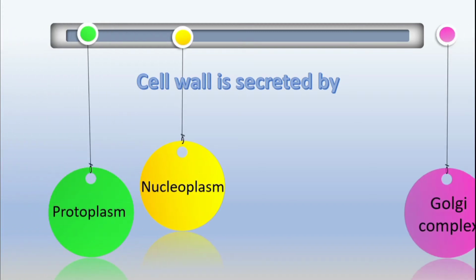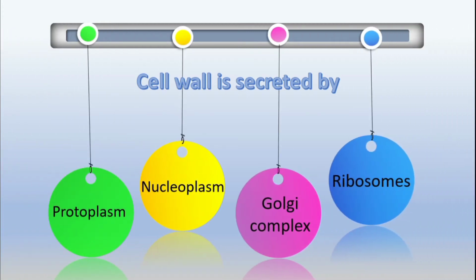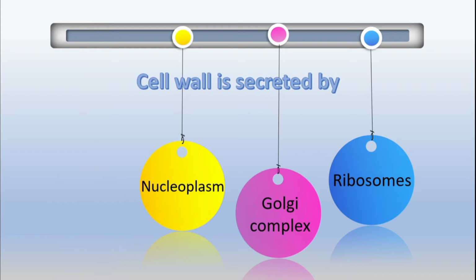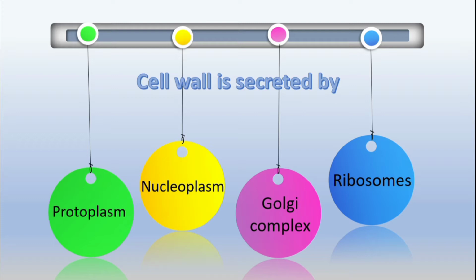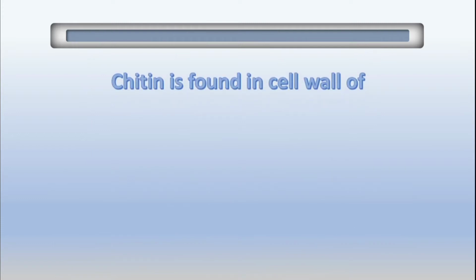Cell wall is secreted by protoplasm, nucleoplasm, Golgi complex or ribosomes. So cell wall is the outermost boundary of the plant cell and in some bacteria. Cell wall is made up of cellulose in plants, murein in bacteria and chitin in fungi. The right answer is protoplasm because it is secreted by protoplasm, which is the living part of the cell. It means nucleus plus cytoplasm.